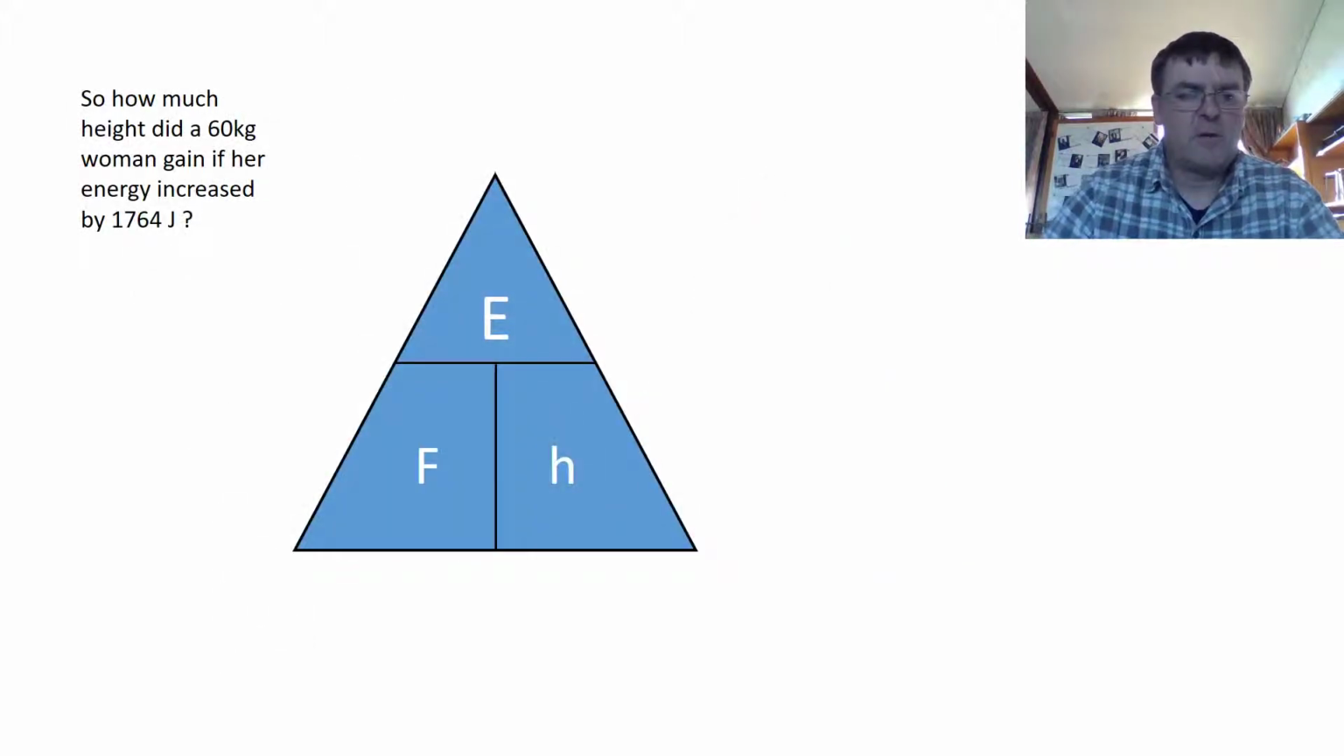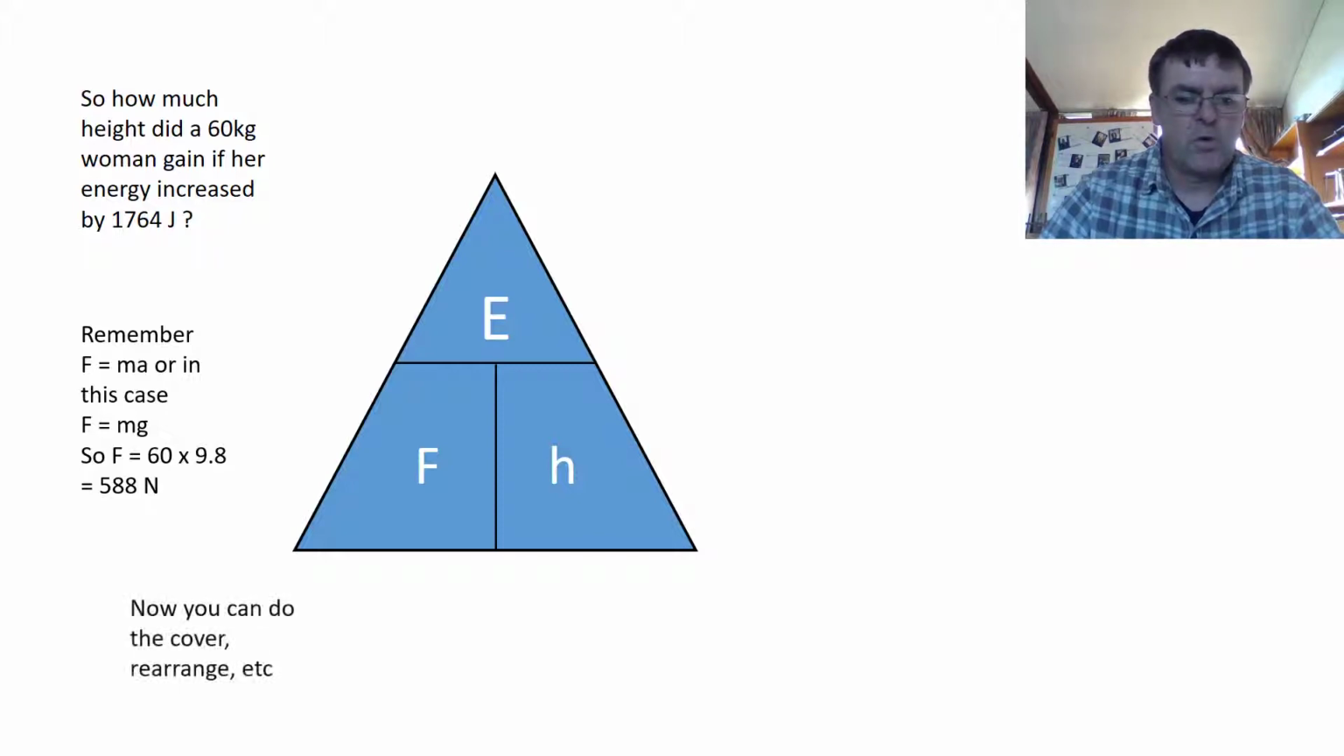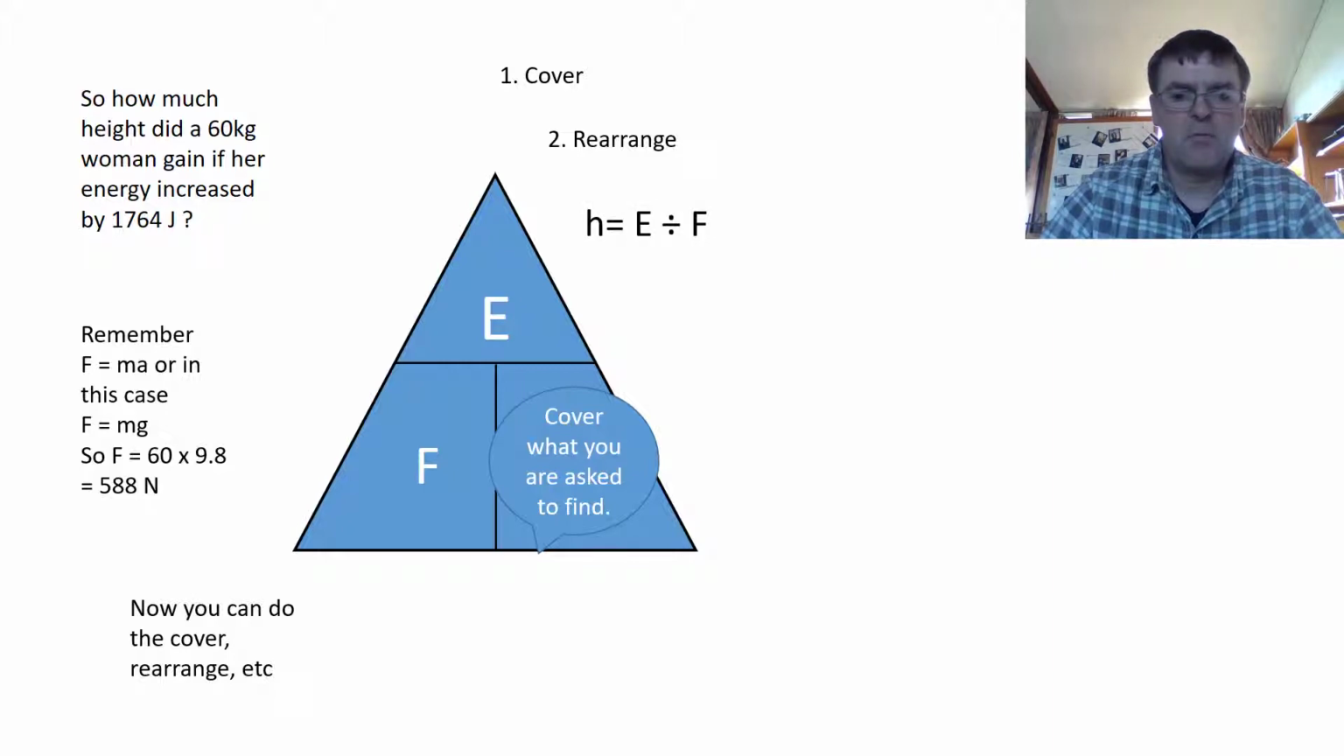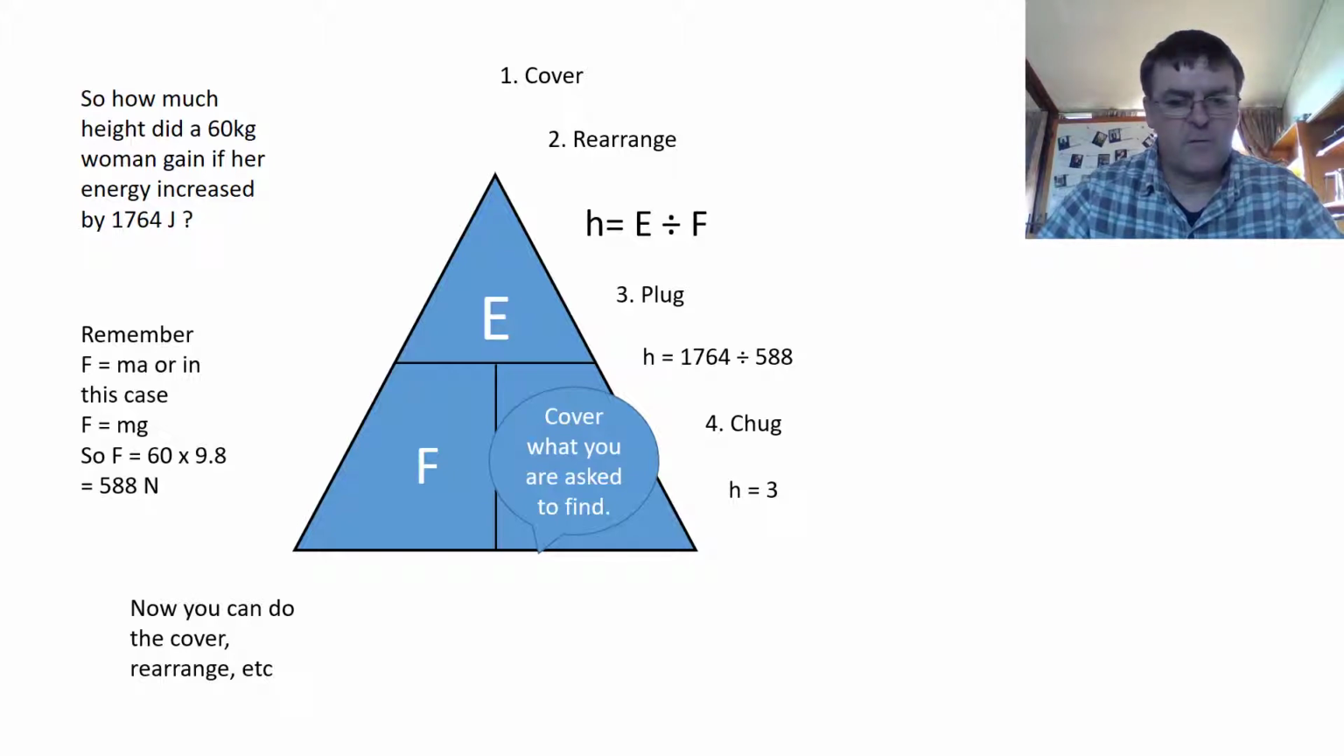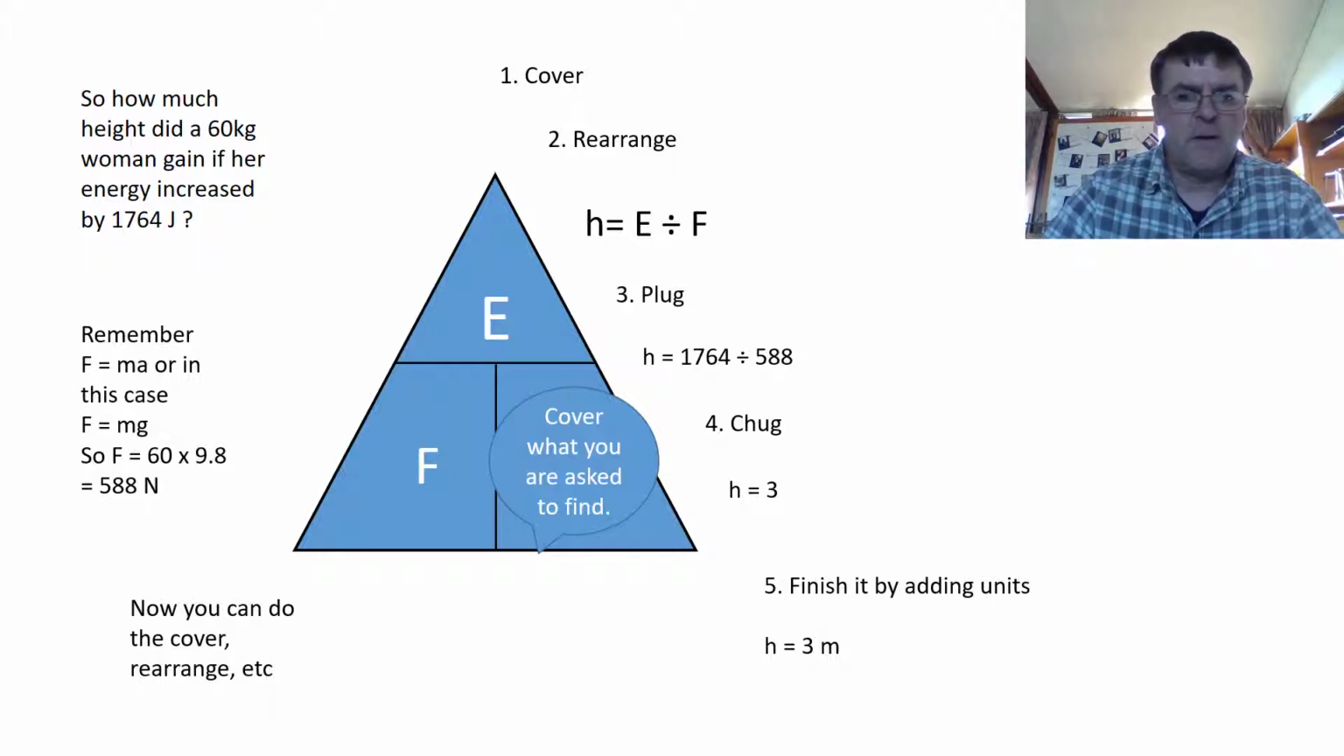Let's put it to use. So how much height did our woman gain climbing these stairs? So we've got to go through and look at, okay, F equals mg. That was our 60 kilos times 9.8, so 588 newtons. That's our F number. We're trying to find H, so we do our cover, what we were asked to find, rearrange the equation. So H equals E divided by F. Plug in our numbers, 1764 divided by 588. Chug through the maths, spits out the answer 3. That's not the answer, that's just a number. It's an answer when you add the units. She's gained 3 meters of height.